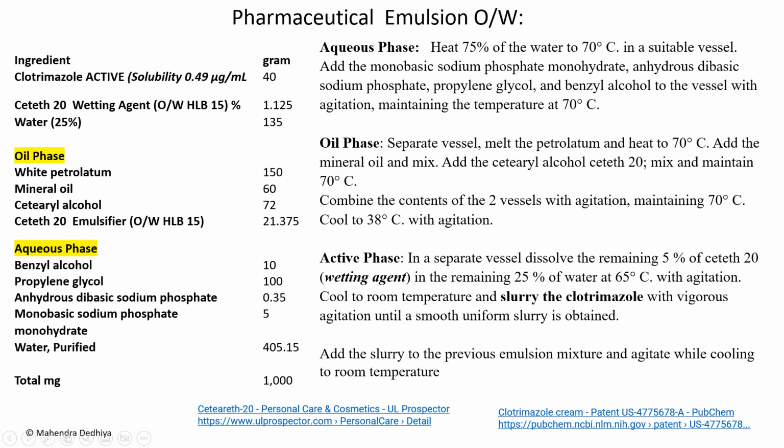Let's look at pharmaceutical oil and water emulsion. Clotrimazole is an active, and active phase has a wetting agent with oil and water HLB of about 15 and uses water phase. Oil phase is white petrolatum, mineral oil, and cetostearyl alcohol, and uses same agent which was used as wetting agent. Here it becomes an emulsifier at oil and water HLB of 15. Aqueous phase is pretty standard for pharmaceutical use. Benzyl alcohol as preservative, propylene glycol, pH adjustment, and water. Total weight is 1,000 grams.